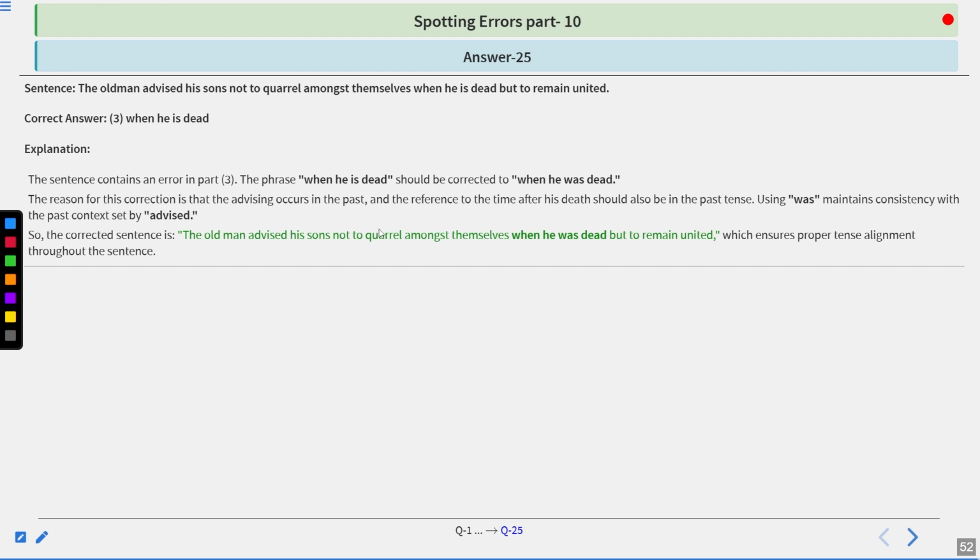Using was maintains consistency with the past context set by advised. So the correct sentence is: the old man advised his sons not to quarrel amongst themselves when he was dead, but to remain united, which ensures proper tense alignment throughout the sentence.